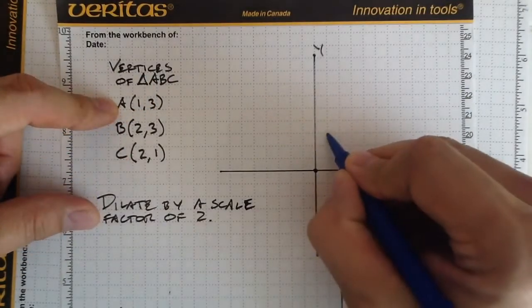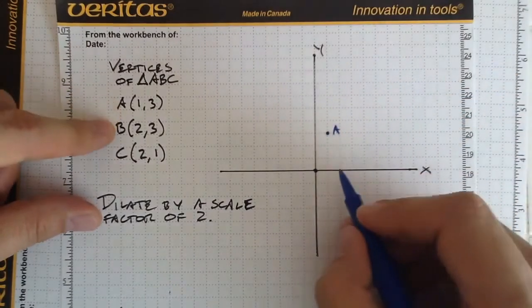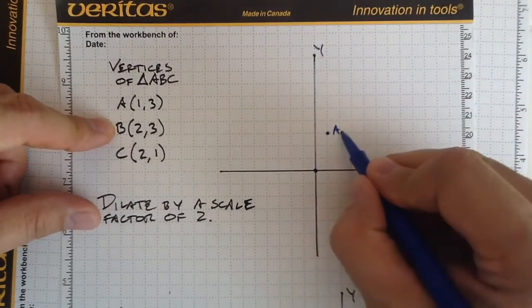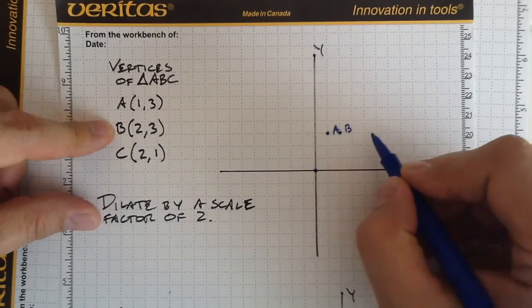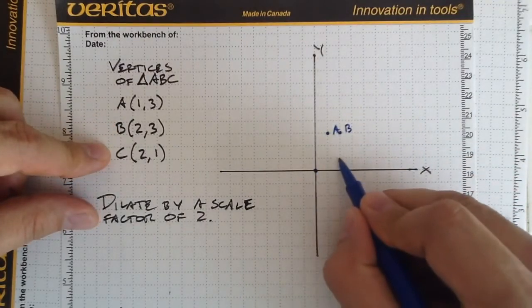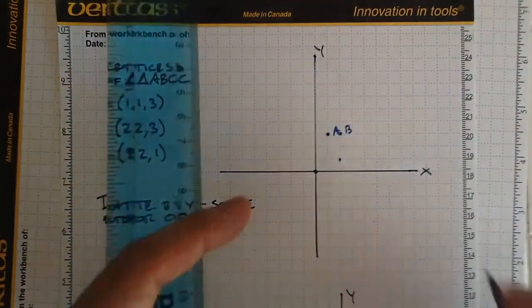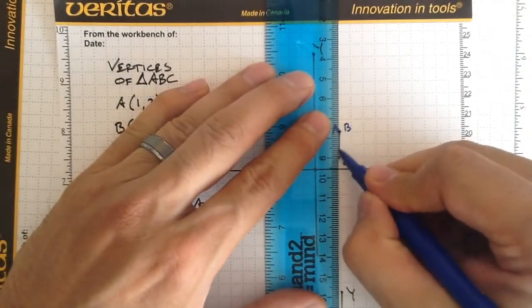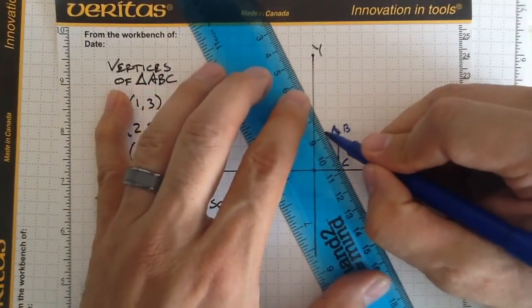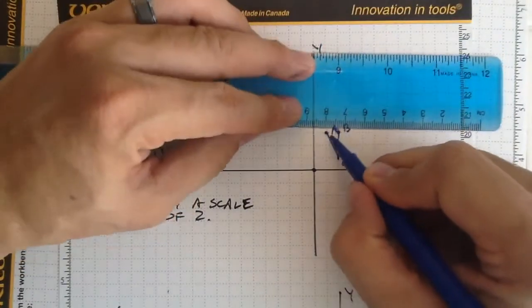So across 1 up to 3, there's A. Across to 2 up to 3, there's B. And across to 2 up to 1, there's C. So I join those together. There's my triangle.